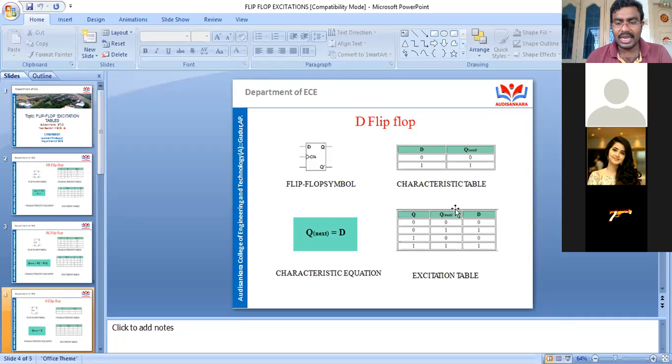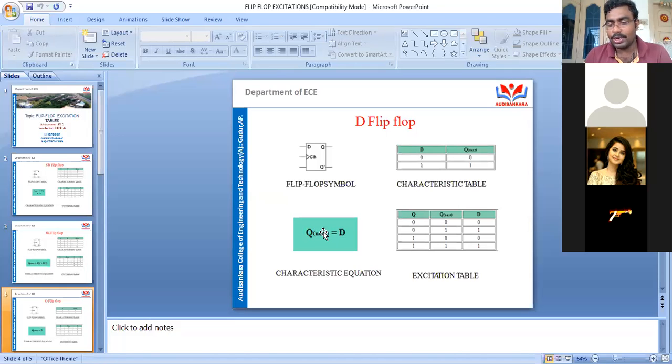Then let us see the excitation table we have, guys. Excitation table: take your present state and next state combinations 0, 0, 0, 1, 1, 0, 1, 1. Guys, you can directly say, no need to go for the truth table. What I told you about the truth table of the D flip-flop, always the input is equal to the next state.